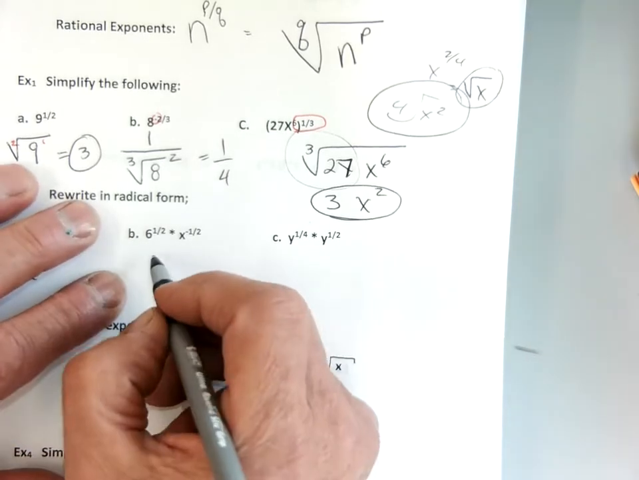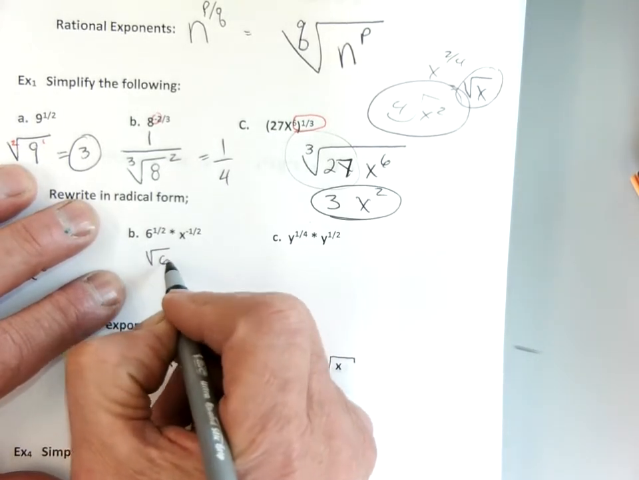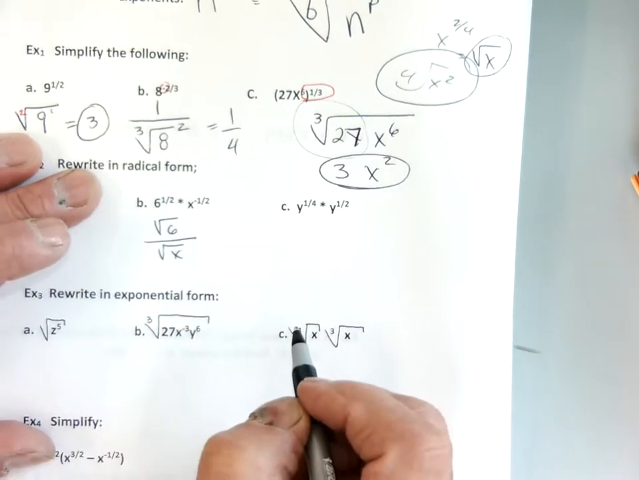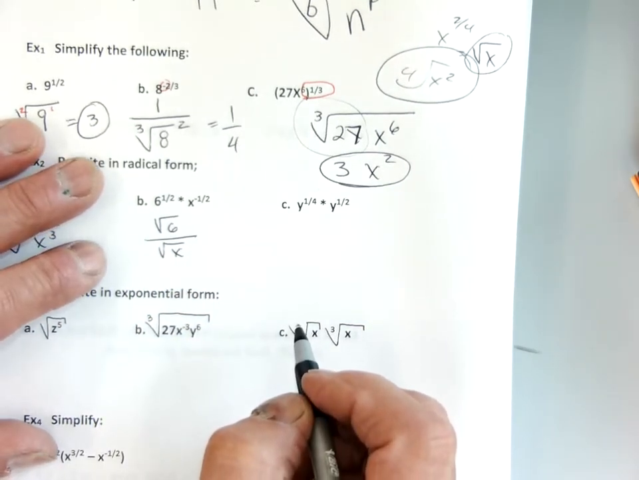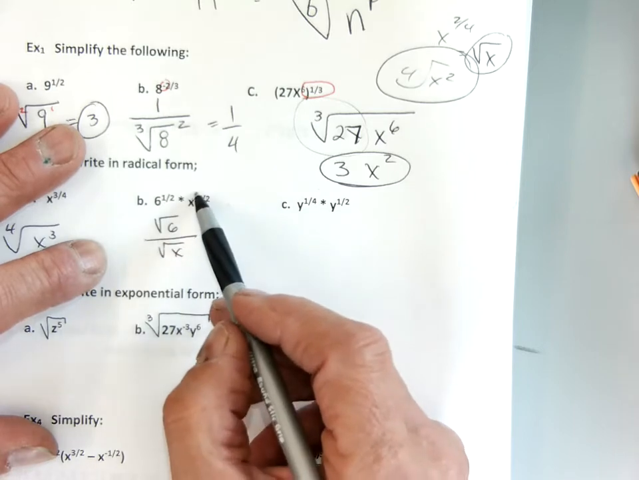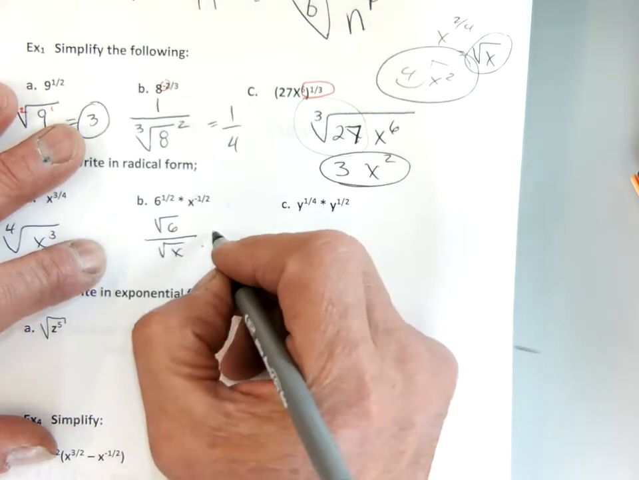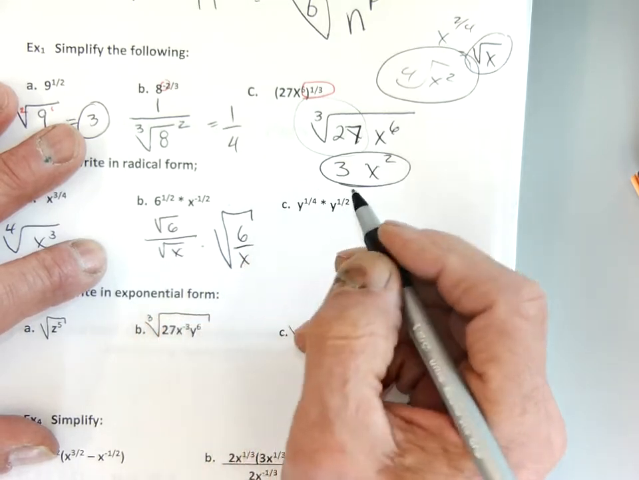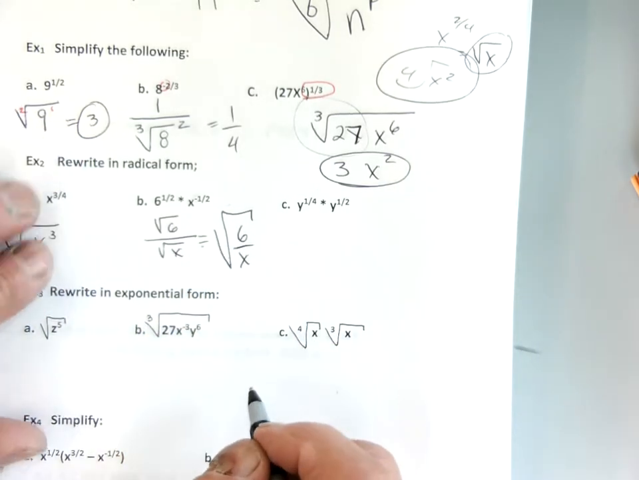Okay, now let's take a look at B. I'm going to have the square root of 6 over the square root of x. I go too fast on that? Negative, I brought it down. Or if I wanted to do it this way, I could rewrite it like this. Either answer is fine. Okay?